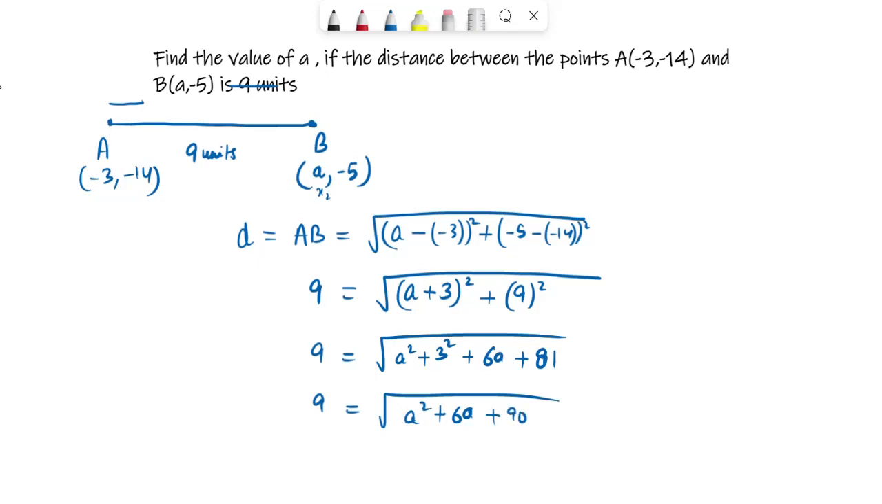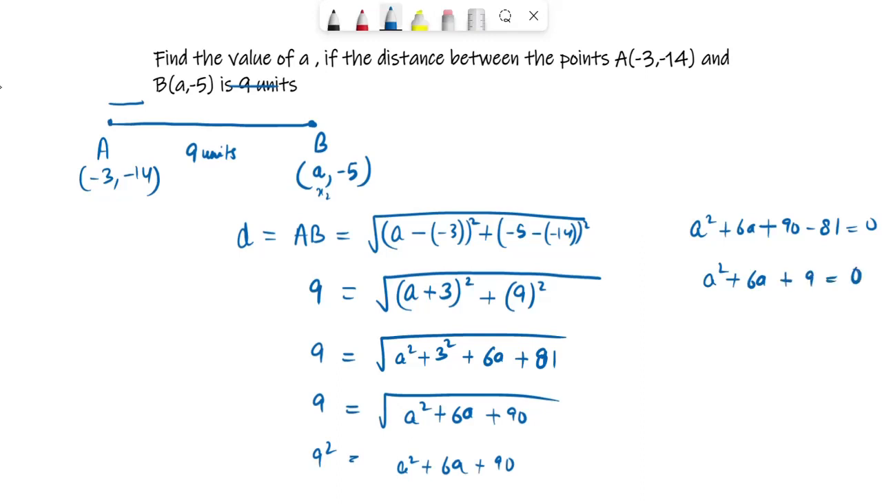Now the next step you can do is take the root to the other side, so it would be 9 square. You can exclude the root from this side now. So a square plus 6a plus 90. 9 square is 81 now, so you can take it to the right hand side. It would be a square plus 6a plus 90 minus 81 is equal to 0. So what you will get is a square plus 6a plus 9 is equal to 0.